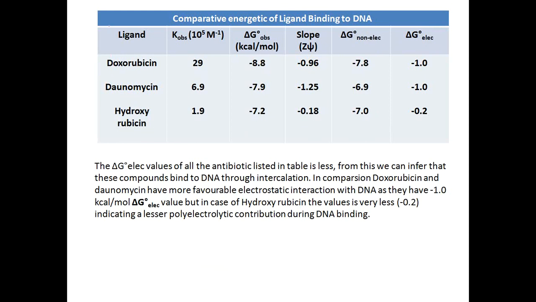We can see this with doxorubicin, which is an intercalator, showing a non-electrostatic interaction of minus 7.8 and an electrostatic interaction of only minus 0.1. And with hydroxydoxorubicin, the electrostatic interaction is very low, minus 0.2 only. So this represents a very low electrostatic interaction, which means the non-electrostatic interaction is greater. So these values are helpful in determining the interactions of the ligand with the nucleic acid, whether they are electrostatic or non-electrostatic interactions.